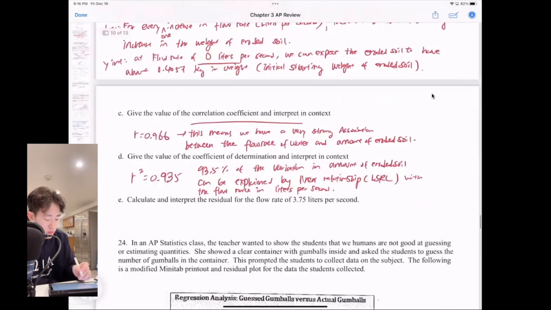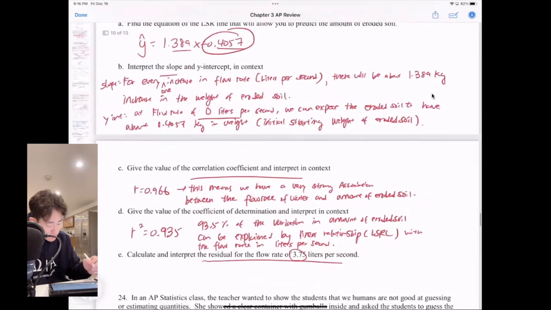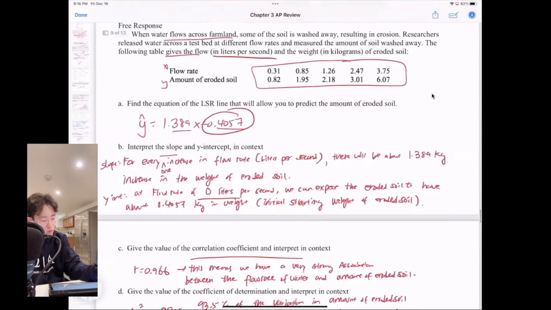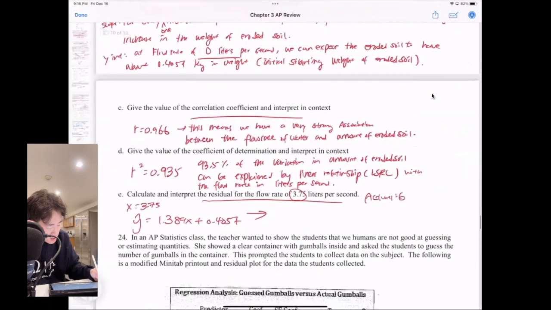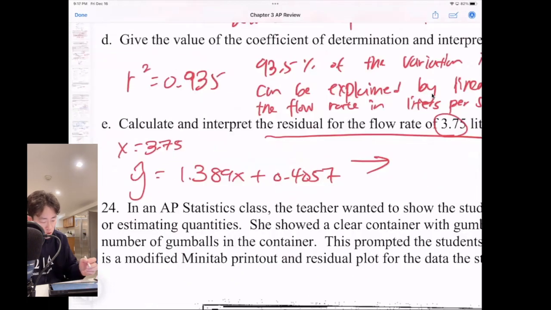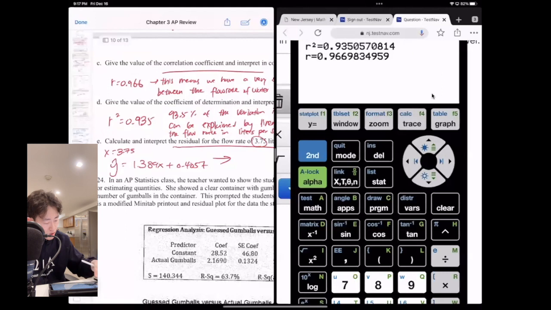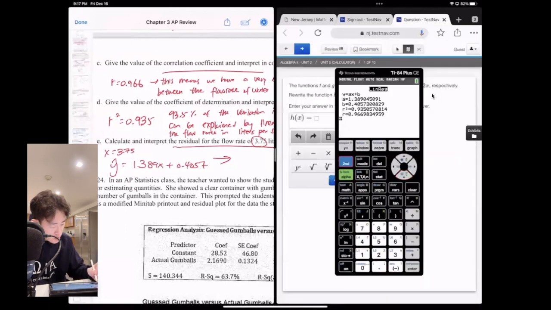Yes. All right, so calculate and interpret the residual for the flow rate of 3.75 liters per second. What that means is I'm going to plug in 3.75 for x into the equation that's specified for me from part A. So for 3.75 liters, we have the actual value of 6.07. I'm going to write down that actual is 6.07 for this one. And when I go to my calculator, I think I can just use this right here, Vars, Y-Vars, Function 1, and open up parentheses.